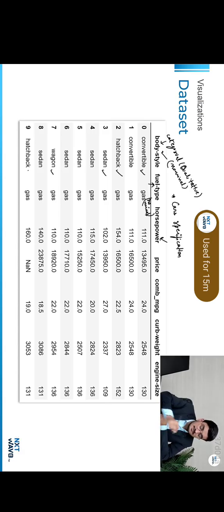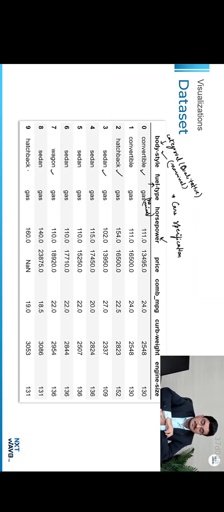Then we have horsepower. Now, what kind of data does horsepower represent? Horsepower can take any value from a minimum and a maximum range, right? Hence, it will be continuous data. Price will also be continuous because I can have prices like 13,000.5, 13,000.6, and so on. There are no countable values to the amount of values I can have with respect to price. Hence, it will be continuous data.